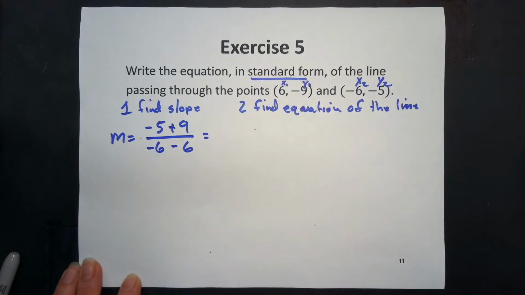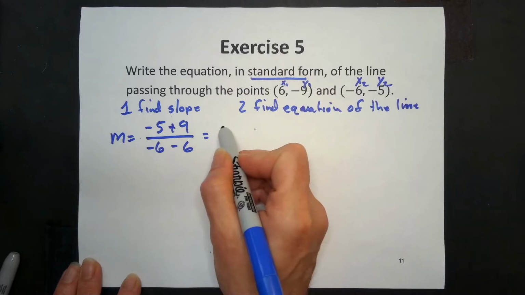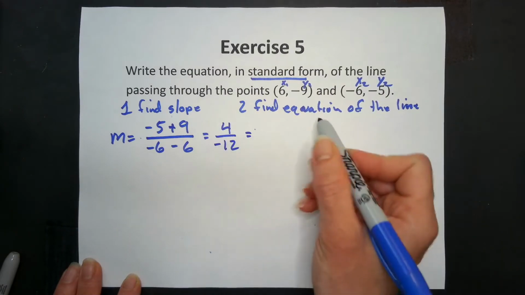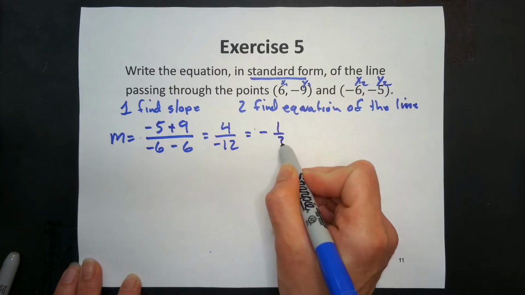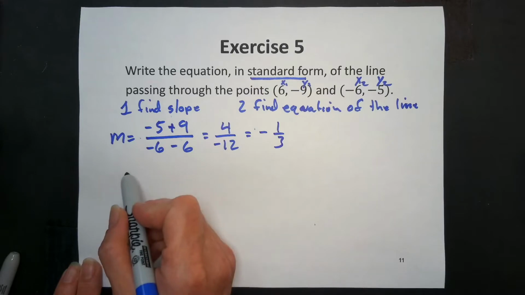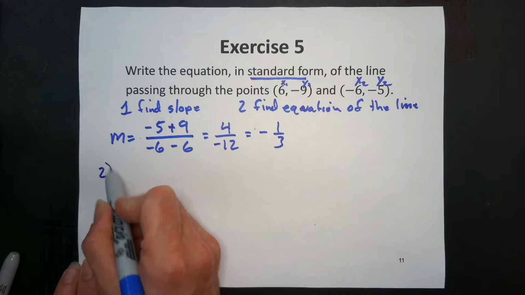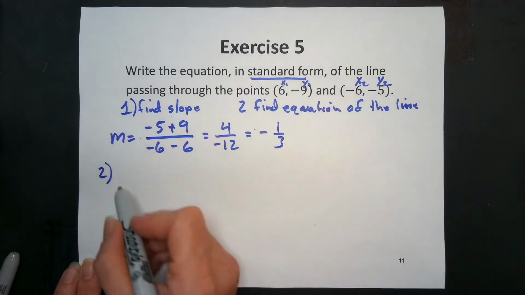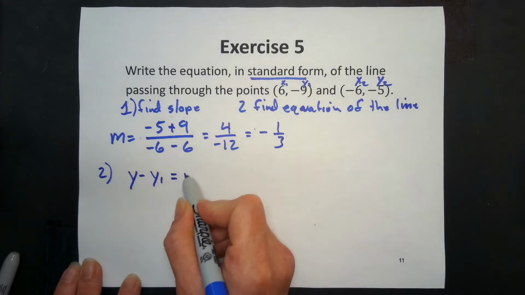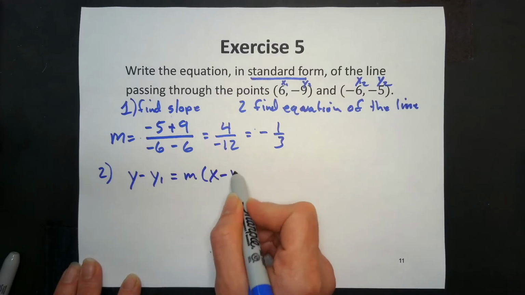So that's going to give me what? That's going to give me +4 over -12, which will give us -1/3, because I divided 4 out from the top and bottom. Now that I have my slope, I'm going to use my second part where I'm going to put it in point slope form. So I'm going to need y minus y1 equals m times x minus x1.